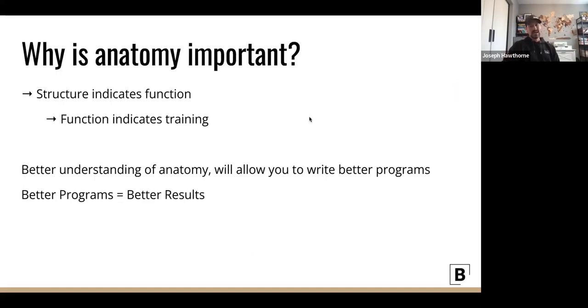So why is anatomy important? So why is any of this important? Because your structure, your skeletal structure, your muscle structure that emulates what your skeletal structure has given it, will indicate how you function. So somebody with a really, really long femur and a really short torso is going to move very similar, but opposite in a lot of ways to someone that's got really short femurs, really tiny legs, and a really long torso, right?